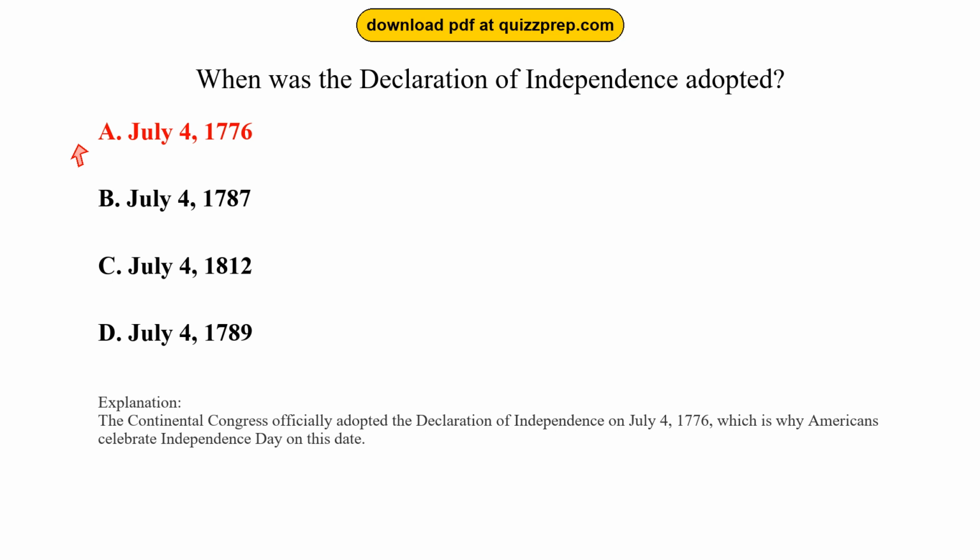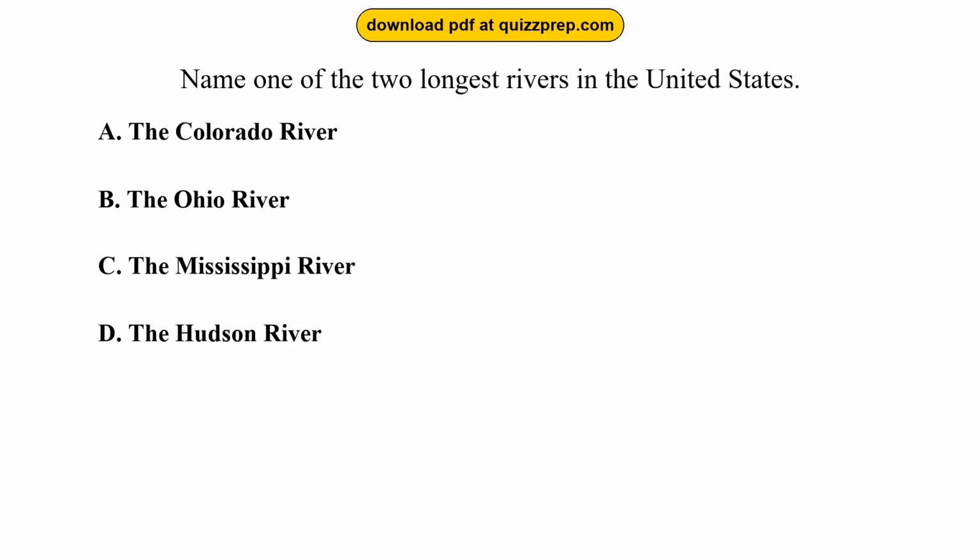on this date. Question 5. Name one of the 2 longest rivers in the United States. Option A. The Colorado River. Option B. The Ohio River. Option C. The Mississippi River. Option D. The Hudson River. The correct answer is option C, the Mississippi River. The Mississippi River and the Missouri River are the 2 longest rivers in the United States.